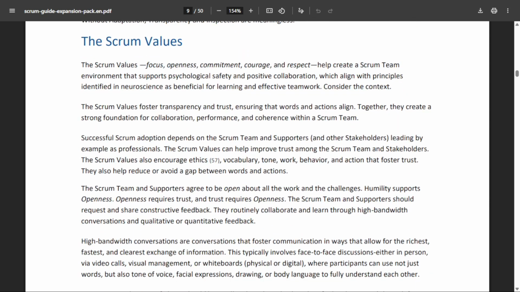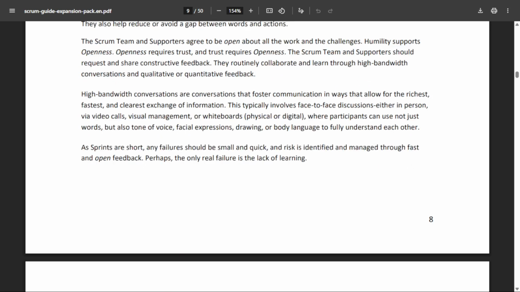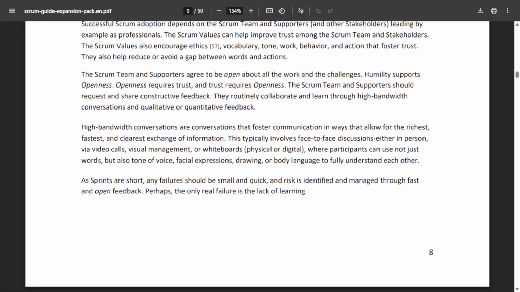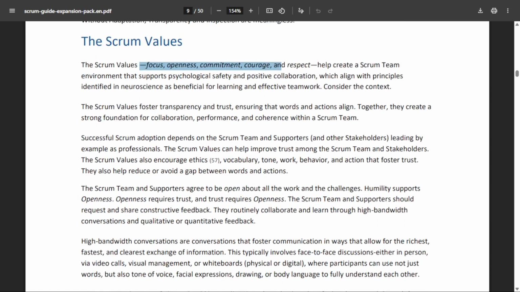The Scrum values are as follows: focus, openness, commitment, courage, and respect. So let's just talk about these, not in strict order, but just at large. When we talk about focus, we mean prioritize the sprint goal and avoid distraction. When we talk about openness, we mean sharing challenges, progress, and setbacks. When we talk about commitment, we're talking about the team committing to goals, not just tasks. When we talk about courage, we mean addressing problems honestly, experimenting, and innovating. And when we talk about respect, we talk about honoring diverse skills and perspectives.